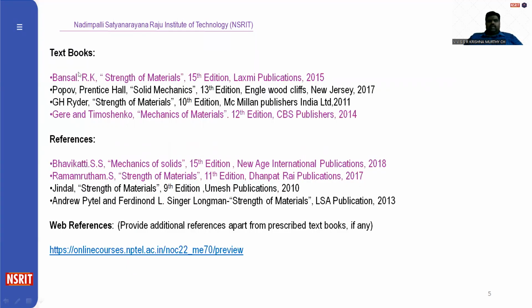So preferable textbooks are R.K. Bansal, Strength of Materials, 15th edition, and Gere and Timoshenko are the most important textbooks for your mechanics of solids, and I will be following the reference books Bhavikatti and S.R. I will be preparing the course material with the help of these 4 textbooks only. And for your web references, you can use the NPTEL course with the following code.